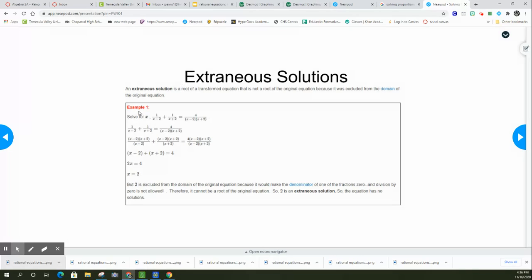If you look at this example here, they do all this work and end up getting the answer x equals 2. They didn't make any mistakes, but when they plug 2 back in, 2 is a vertical asymptote here, so it is an extraneous solution. It's not part of the domain. So that's one extra step with rational equations: we always have to check to make sure our answers work. The ones that won't work are what make the original equation 0 on the bottom. So you just check with the original equation.